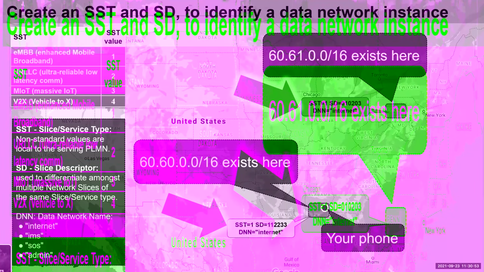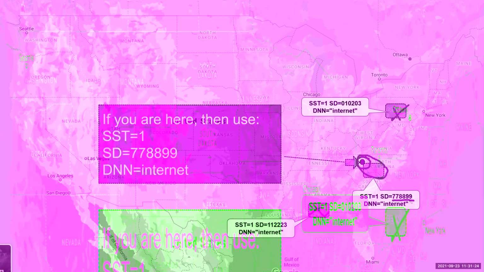Well, okay, you should be thinking, but what if I'm here? What if I'm somewhere in the mountains in North Carolina? Well, then you don't want these slices, do you? You would want the one that's nearest to where you are. And I literally threw a number down. It's completely arbitrary, 7788, whatever that was. And of course, I had to use the same DNN name because your UE knows, oh, I want to connect to this particular DNN.